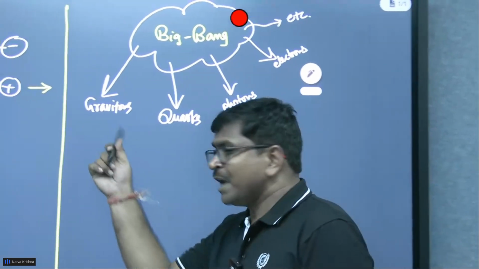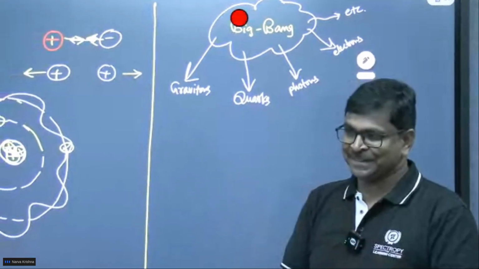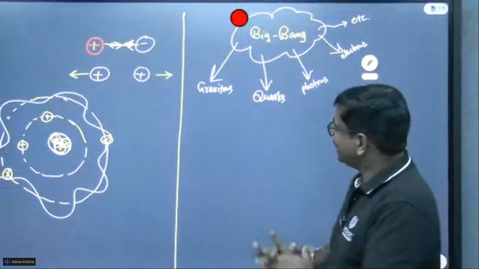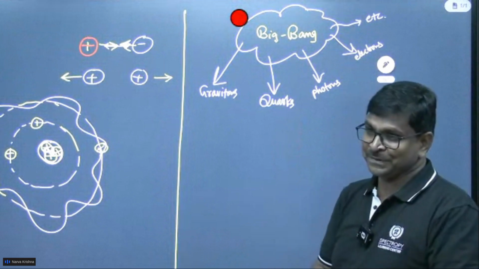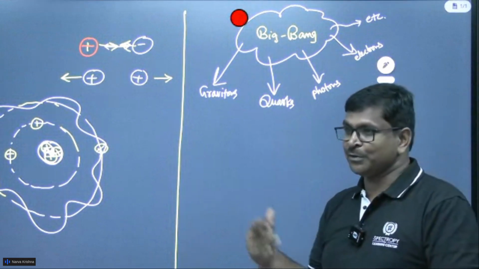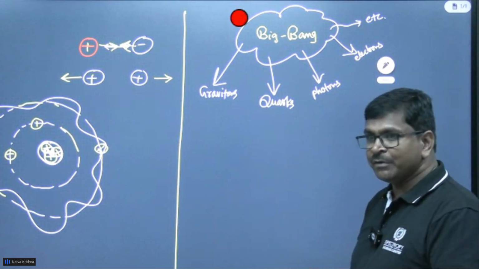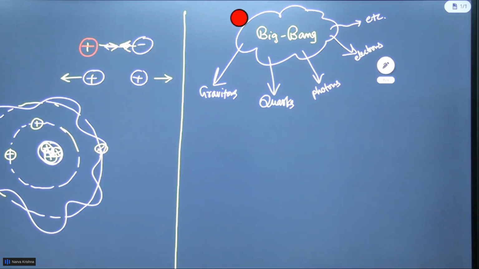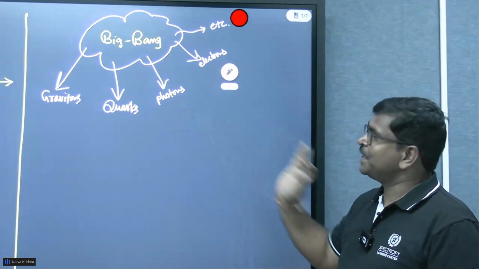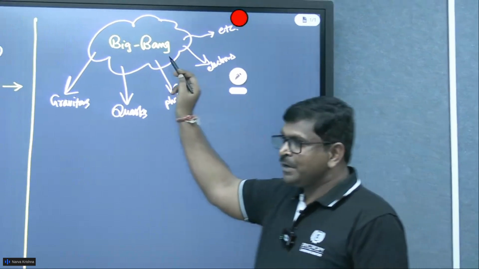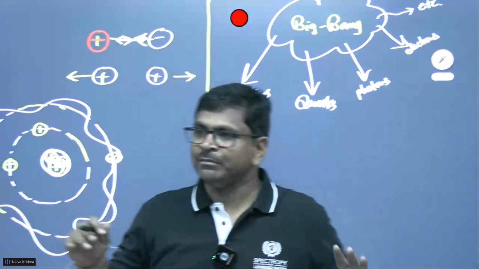And the interaction due to gravitons created a fundamental force that is called gravitational force. And the interaction between quarks creates a fundamental force, that is electromagnetic force, electrical force, all because of the quarks. And the interaction of a different kind of energy, that is photon, is light energy.